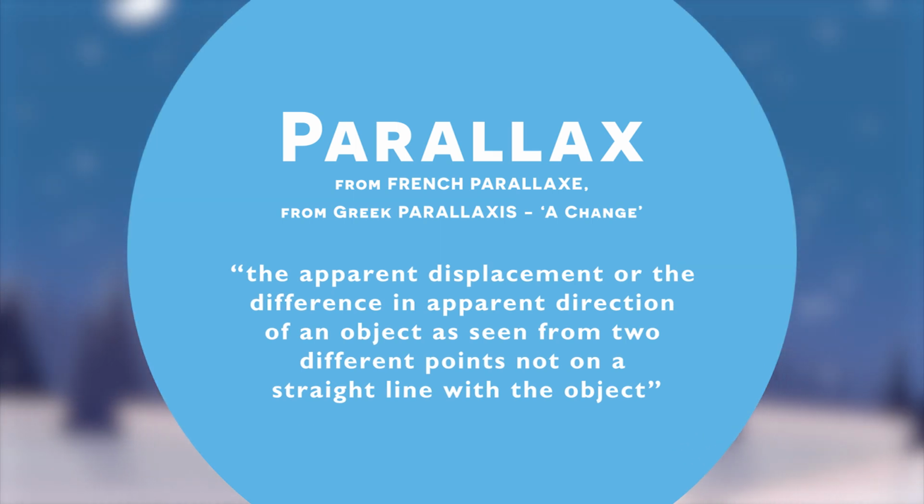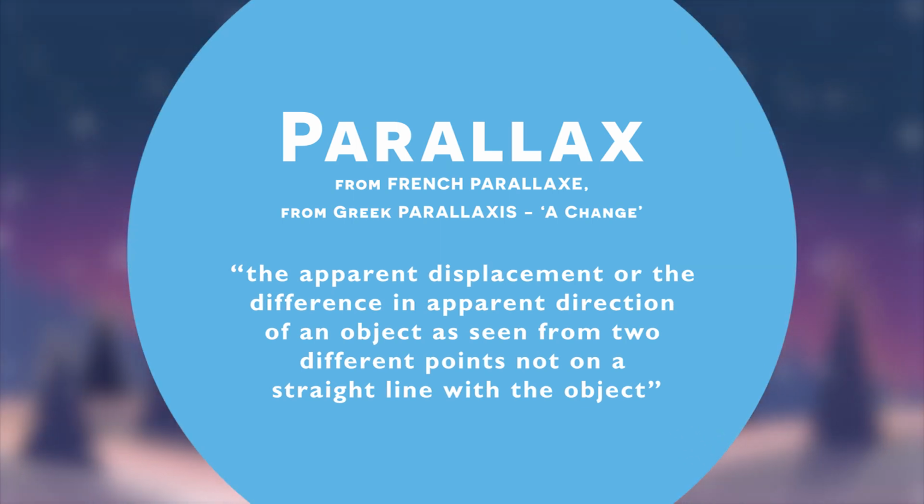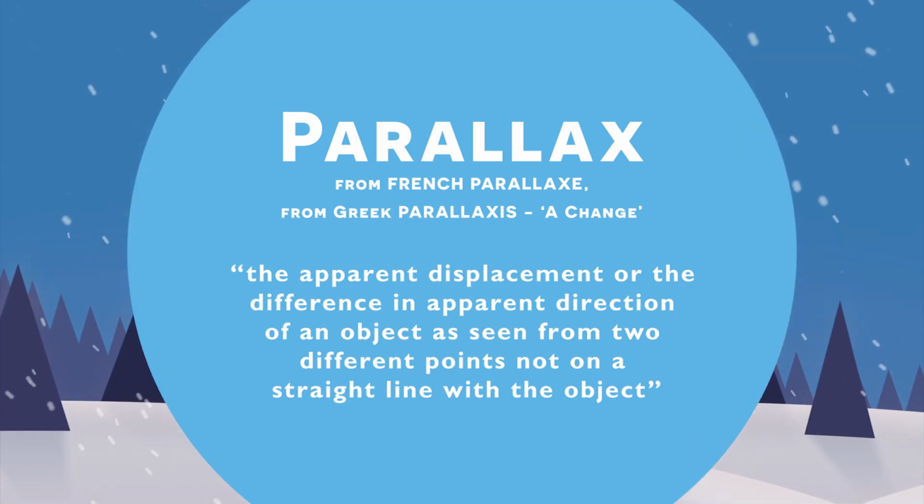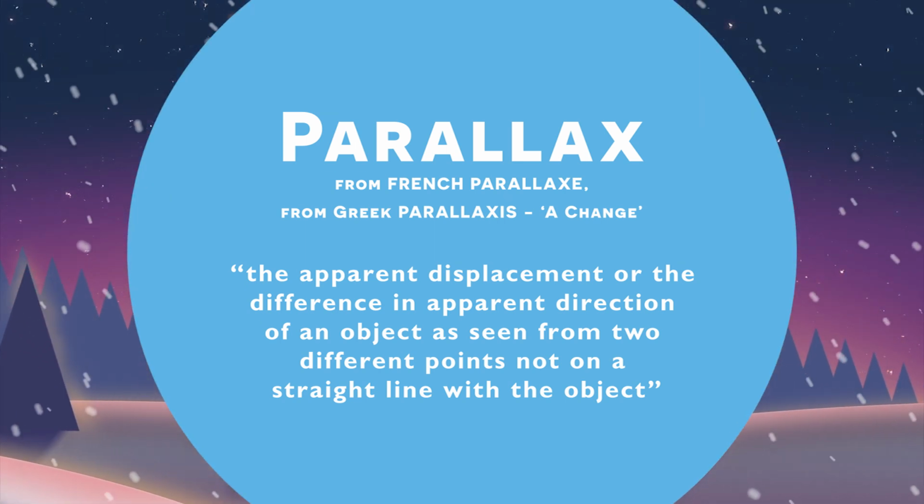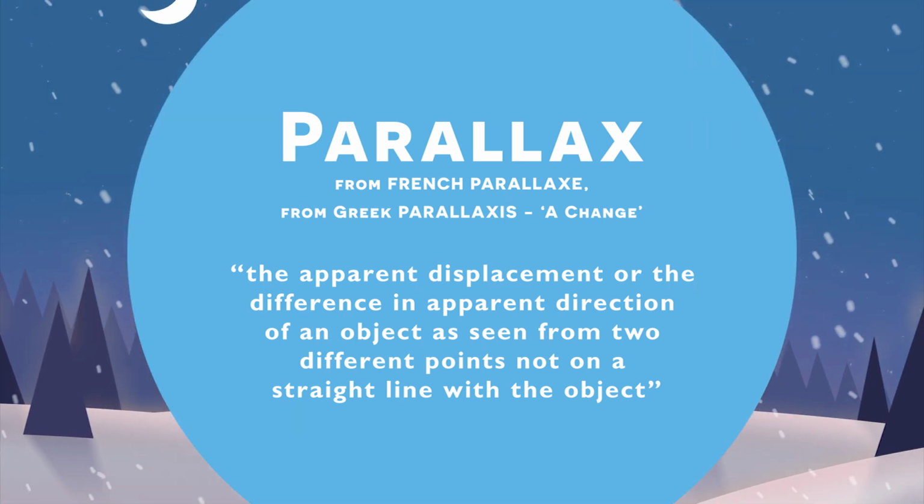In case you're unfamiliar with parallax, let's define it quickly. Parallax is the apparent displacement of an object as seen from two different points, not on a straight line with an object, which basically means that the relative position of objects changes as your viewpoint changes.